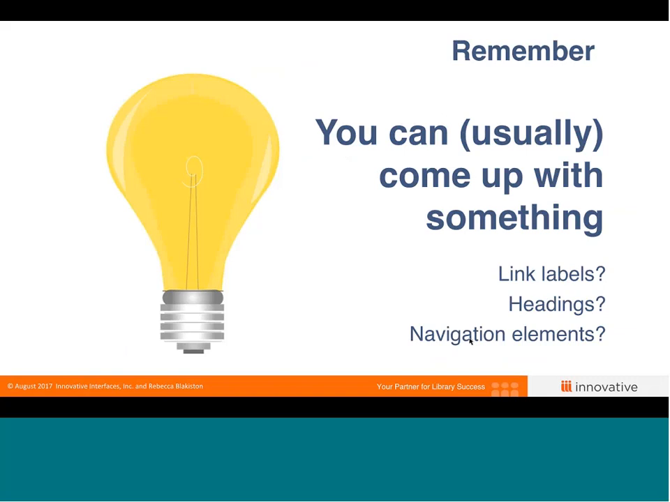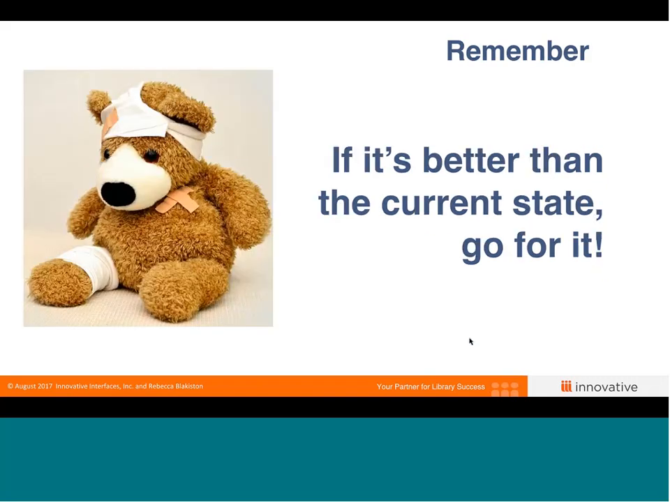And this is something I said last time, so just to remember that you can usually come up with something that's going to make an impact once you come up with your results. And it might not be the perfect thing, but there's usually something, whether it's a link label or a heading, navigation element, a little piece of content, a little bit of help text. You can usually do something that will improve things at least a little bit. And if it's better than the current state, go for it.